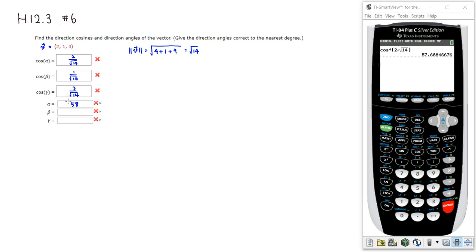Then the next one is again arc cosine of 1 over square root of 14. Hit enter. I got 74.49, so 74. And the last one is arc cosine of 3 over square root of 14. Hit enter, and it's 37.